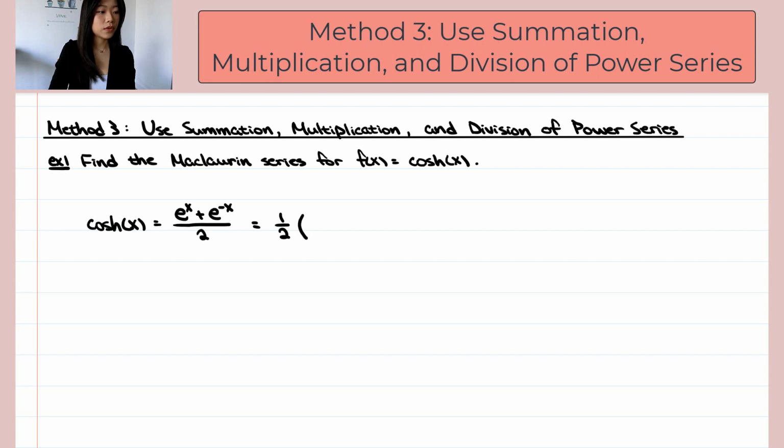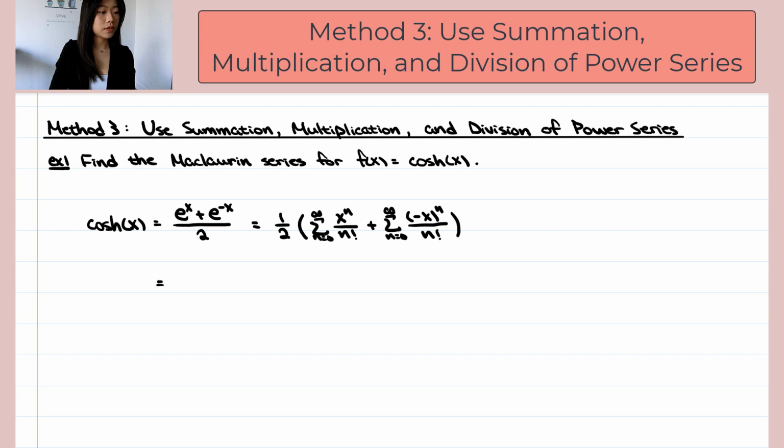power of x, which equals the sum for n starting from 0 of x to the power of n divided by n factorial. Then plus e to the power of negative x. So I can replace the x by negative x from the same series. So this equals the sum for n starting from 0 of negative x to the power of n divided by n factorial. Let's combine them and rewrite it as a single summation.